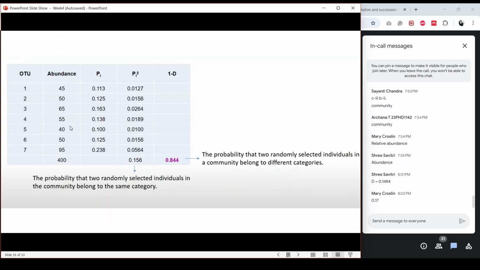Now how is this Pi calculated? For the first one it will be 45 divided by 400, then 50 divided by 400. Like that we will calculate the Pi. Then we will calculate the Pi square. This is simply, for the first one, Pi square is 0.113 multiplied by 0.113. So the next is the sum of squares and we calculated D.